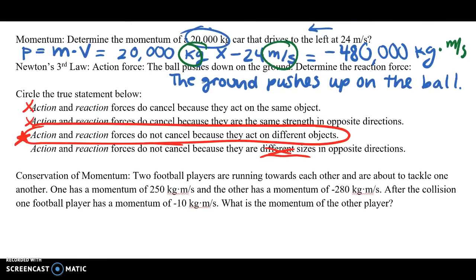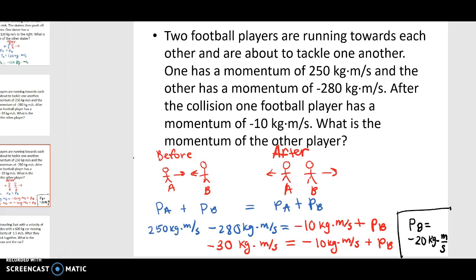The last one, conservation of momentum. For this one, we always draw a picture first. So we're drawing our before picture. Two football players are running towards each other. So in the before picture, you should see player A going towards player B. In our after picture, you're told that after the collision, one football player has a momentum of negative 10 kilograms times meters per second. And then you're asked to figure out what is the momentum of the other player.